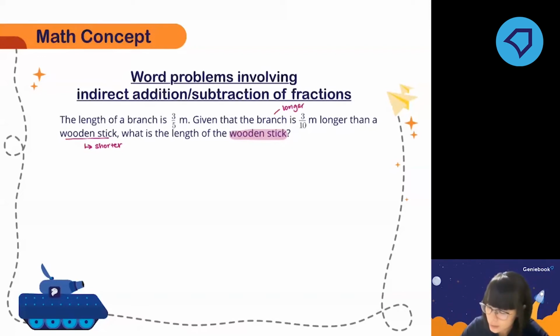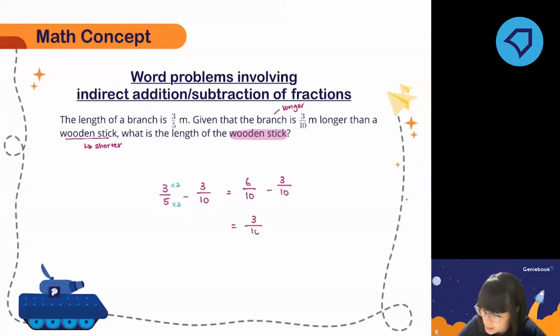So to find the length of the wooden stick, we need to take the branch, minus away how much longer it is compared to the wooden stick. So from here, we need to make the denominators the same. 5 must multiply by 2, 3 must multiply by 2, and let's take a look at the equivalent fraction. We will have 6/10 minus 3/10, and what will you guys get? 3/10. Excellent job.